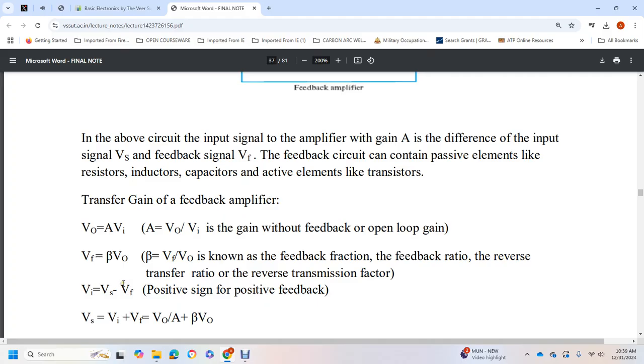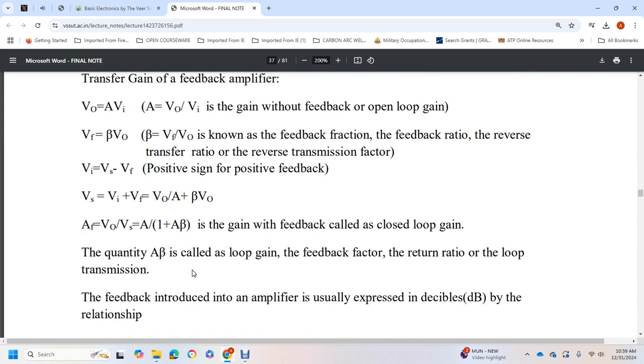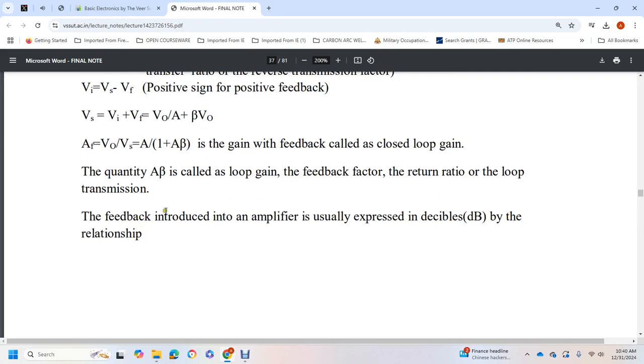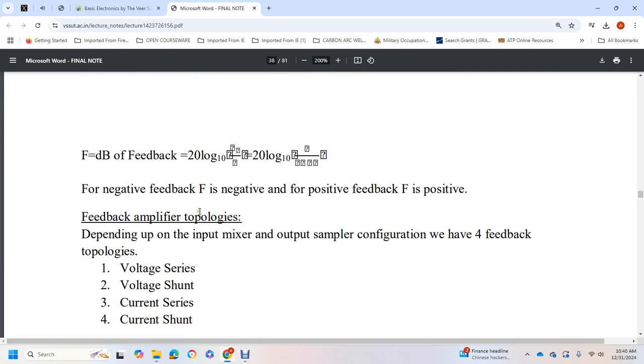For positive feedback, the input voltage equals the source voltage plus the feedback voltage. The gain with feedback Af equals output voltage over source voltage, equal to A over 1 minus A beta. For negative feedback it is A over 1 plus A beta, the closed loop gain. The quantity A beta is the loop gain, also called the feedback factor, return ratio, or loop transmission. Feedback is usually expressed in decibels in log form. For negative feedback F is negative, and for positive feedback F is positive.